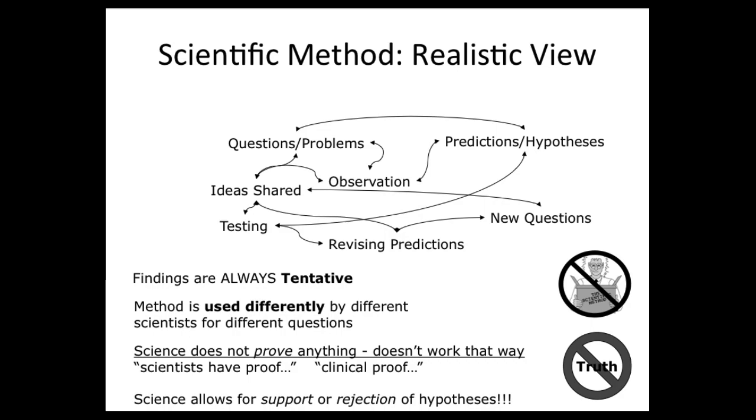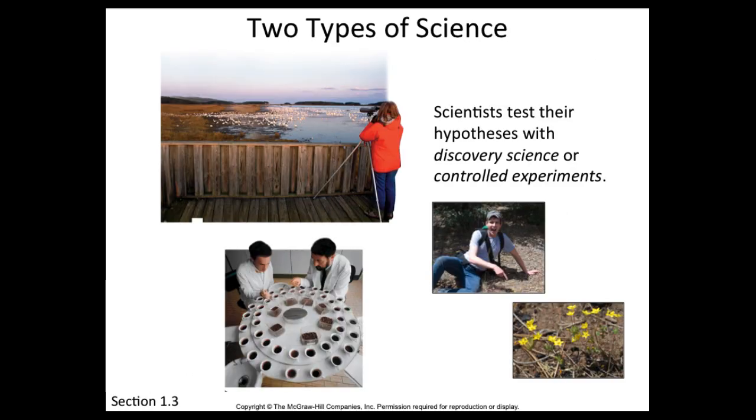What we care about, because we're learning how to think like a scientist, is that science allows for the support or the rejection of hypotheses. Science is not about finding the truth. Science is about finding evidence to support our hypotheses. So there's different ways that we can do science, both discovery science or controlled experiments.